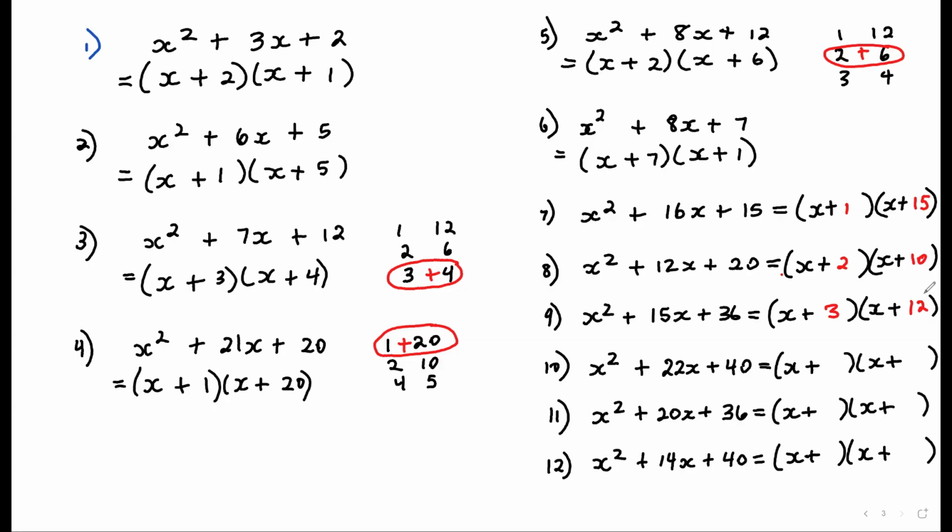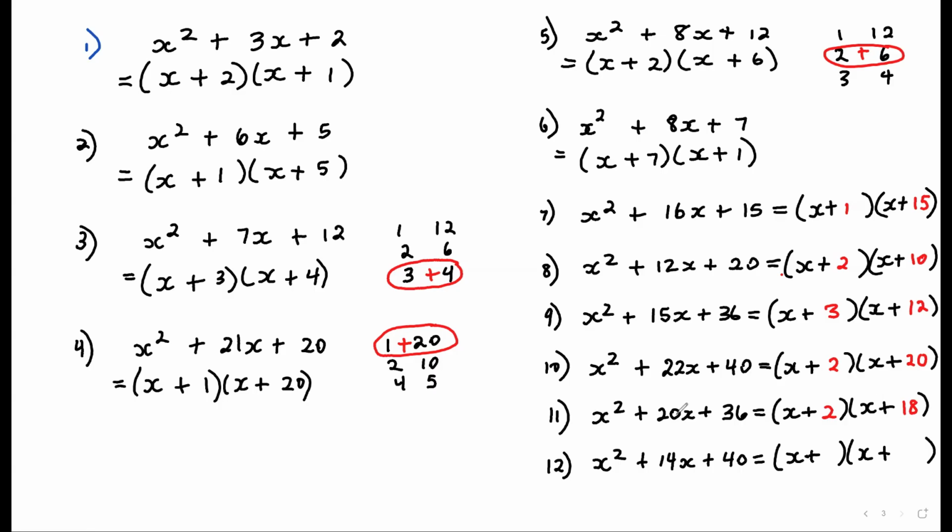For number 10, x squared plus 22x plus 40, the two factors here would be 2 and 20 because 2 times 20 gives me 40 and 2 plus 20 gives me 22. In number 11, we have x squared plus 20x plus 36. The two factors that would add to give me 20 and at the same time multiply to give me 36 will be 2 and 18 because 2 times 18 will give me 36 and 2 plus 18 gives me 20.